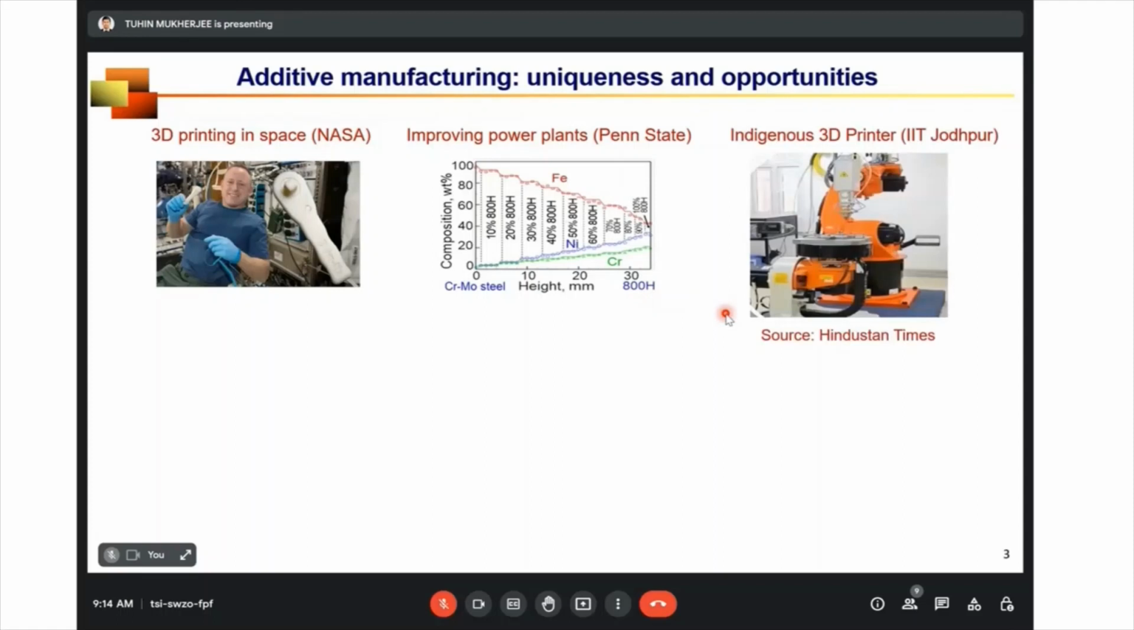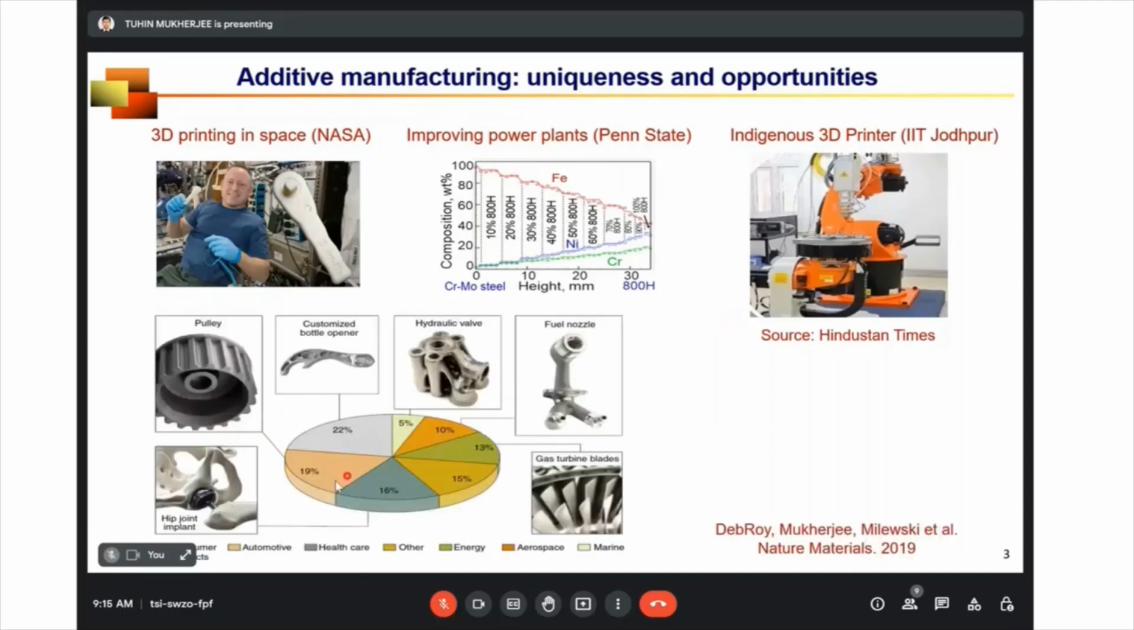And also, I am aware of the indigenous 3D printer that IIT Jodhpur has for printing different types of material parts for aerospace and diverse industries. So you can appreciate that the revenue for additively manufactured parts is coming from diverse industries, starting from consumer product, automotive, marine, aerospace, healthcare, and so on and so forth.